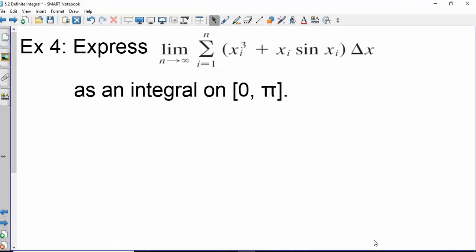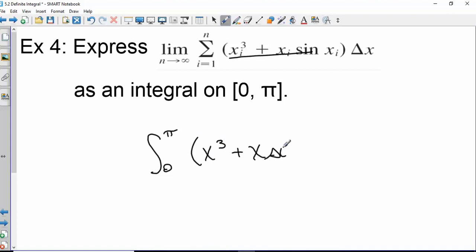For the integral, the limit as n goes to infinity of the sum from i equals 1 to n, that all gets replaced with the integral symbol. Where do we start? 0. And end at pi. In here, all of those x sub i's just turn into an x. So it's x cubed plus x sine of x.